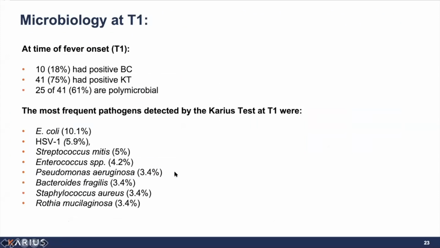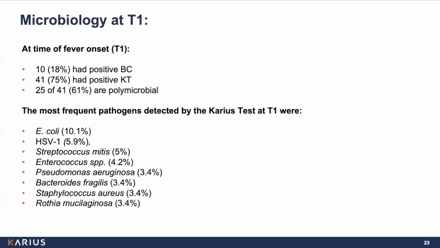So if we look at the microbiology specifically at the time of fever onset and overall the results, we had 10 positive blood cultures and 75% of the Karius test results were actually positive. In 61% of these were polymicrobial results. And truly it was mostly GI syndromes that were clinically significant, such as neutropenic colitis, diarrheal syndromes, biliary infections in these cases.